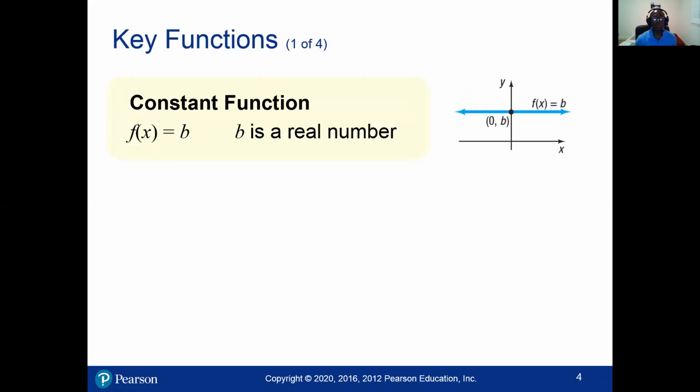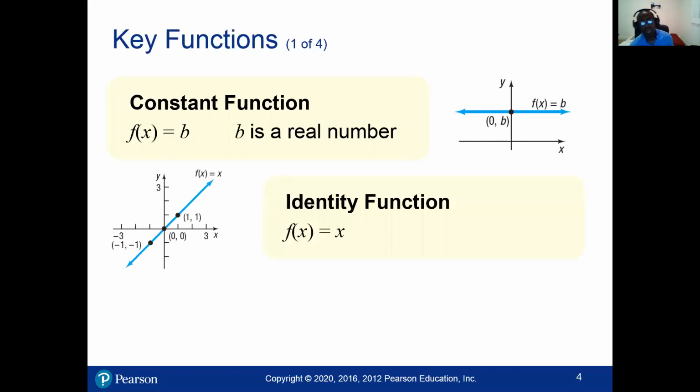All right, so these are some of the key functions. The first, which we didn't talk about in 2.5 last week, is the constant function. The constant function is f of x equals b for every x, where b is a real number, and that's a straight line parallel to the x-axis. The second one is the identity function. This function is the same as y equals x. The slope is 1, so it passes through the origin and it's positive.